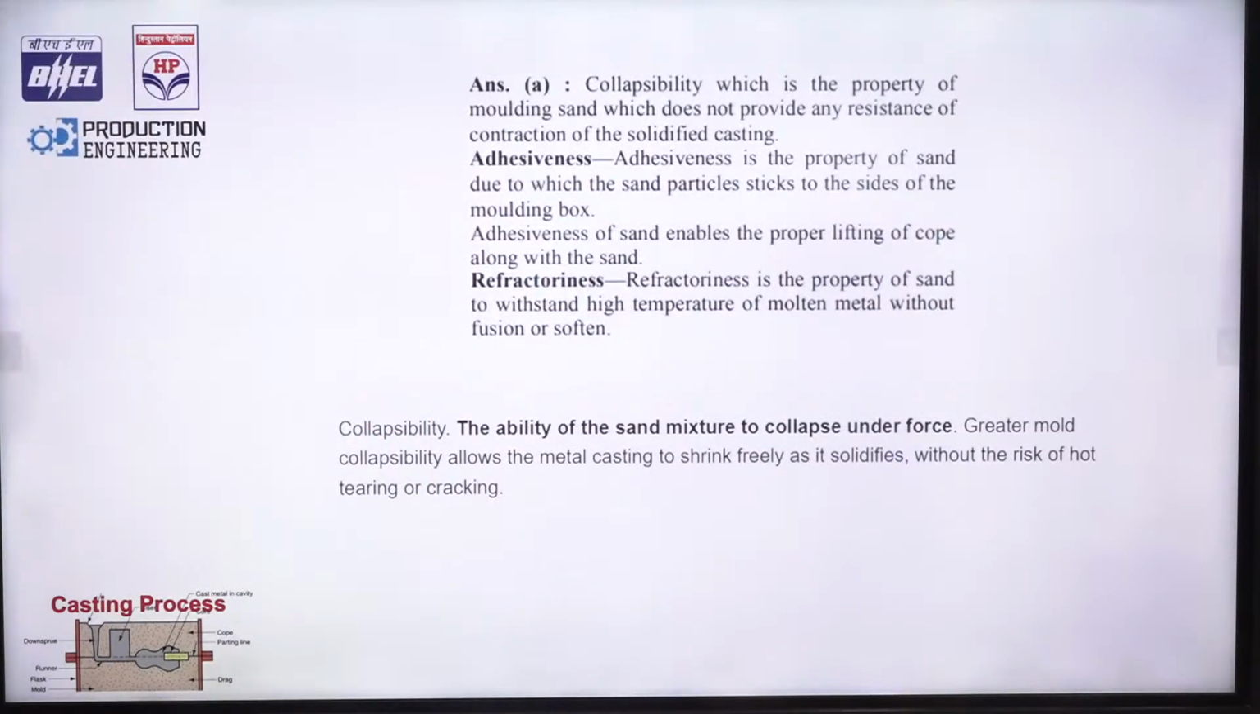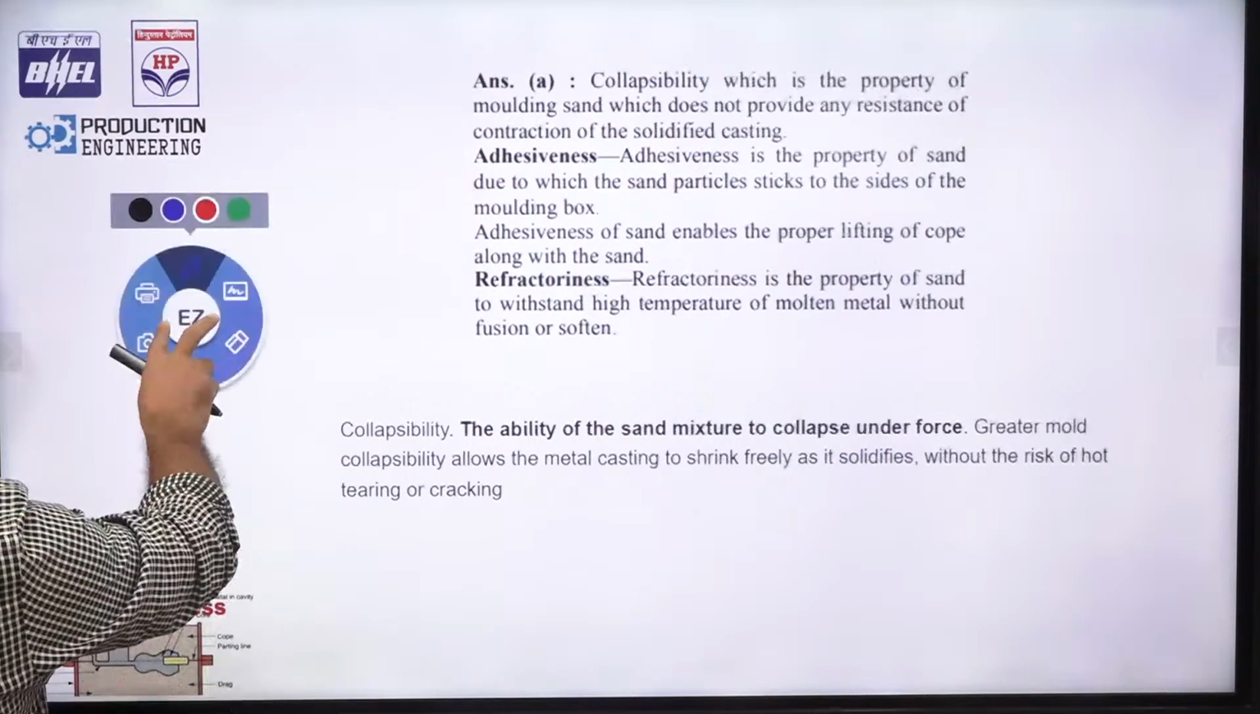Collapsibility is that property of the sand which does not provide any resistance if the casting wants to contract as it solidifies. Adhesiveness is different, and refractoriness is the property of sand to withstand high temperature. Collapsibility is the ability of the sand mixture to collapse under force. Greater mold collapsibility allows the molten metal casting to shrink freely as it solidifies without the risk of hot tearing or cracking.